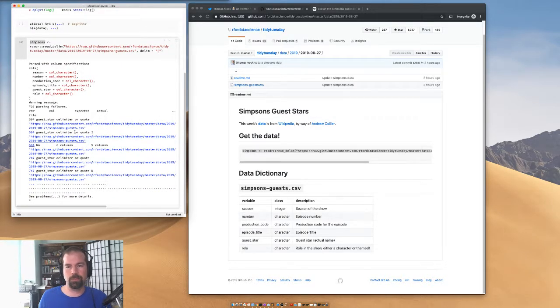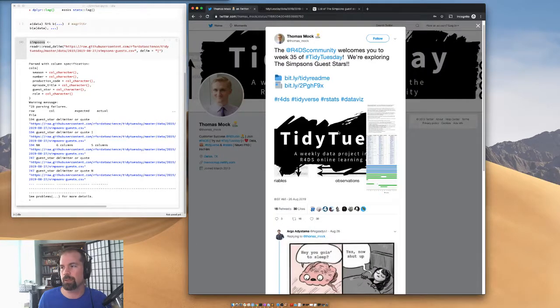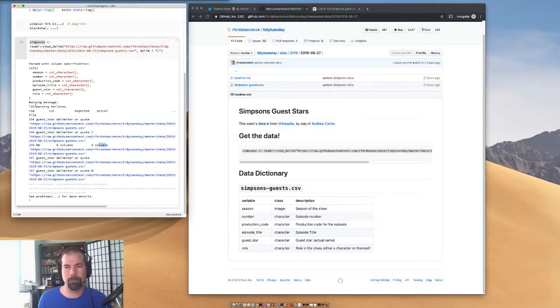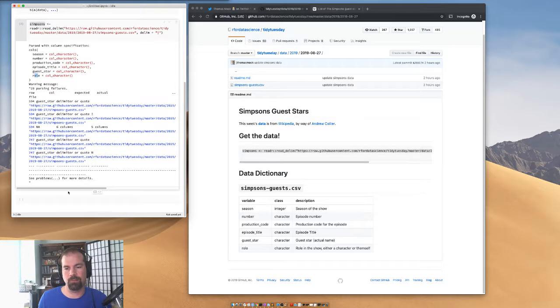We see it gives us a little bit of information. A few parsing errors, which is surprising. By the way, you can find these all over Twitter with nice links. 20 parsing errors isn't a whole lot. Expected 6 columns, found 5, and that's sometimes okay because it just means the field isn't there. So we'll find out. We have a couple of different columns: the season, the number, production code, episode title, guest star, role. And so let's take a little bit of a look at what these are.